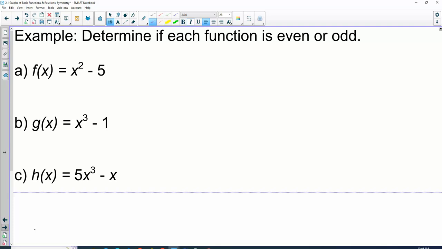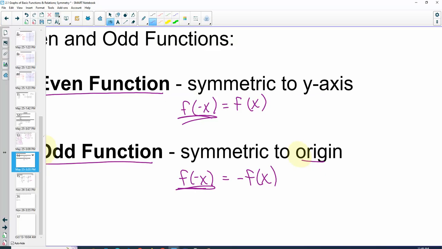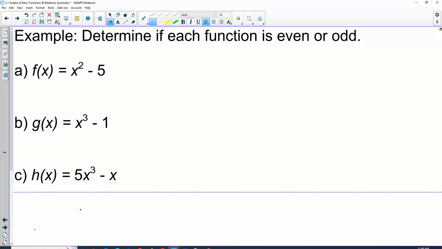We could also just straight use the definition of even and odd that we wrote down. So both of them require us to put in a negative x. If you plug in negative x and get your original equation back, it's even. If you get the exact opposite, it's odd. If you get anything else, it's neither. So if we try that, it's just a little bit faster, but kind of the same idea.